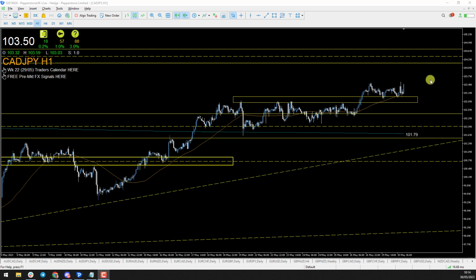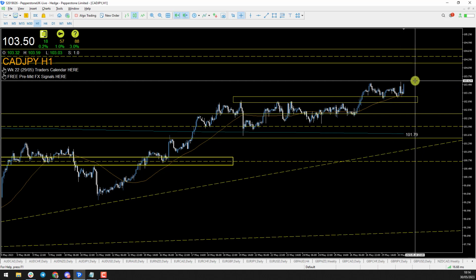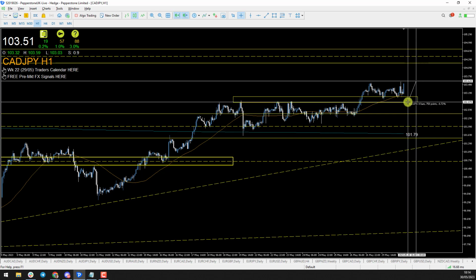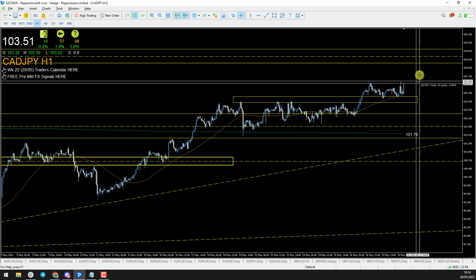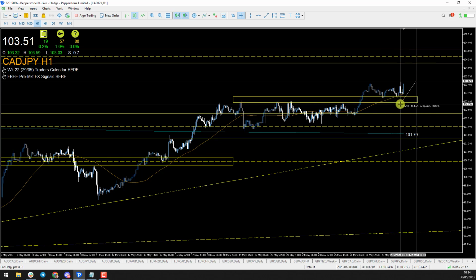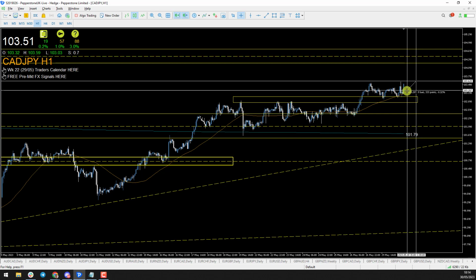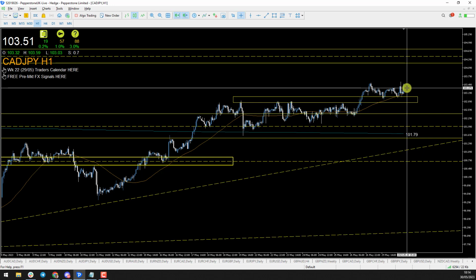At the moment, if we were to buy stop at 103.63, or even 103.62 above that high, our stop loss goes at the 102.87, just below this area here. So that gives us a 75 pip stop loss, and then we've only got an 87 pip target there. So not as good as getting long just above this candle here.